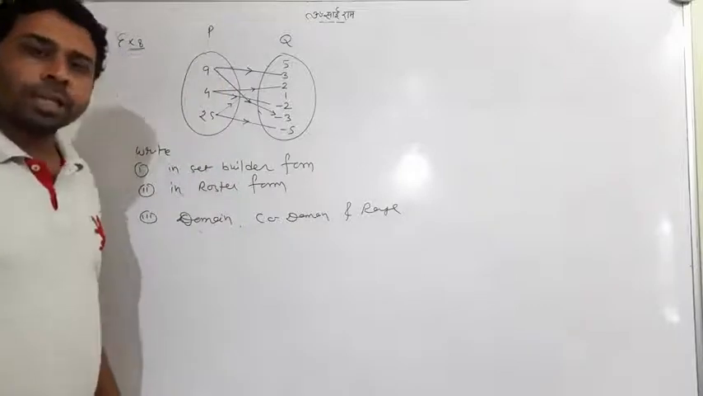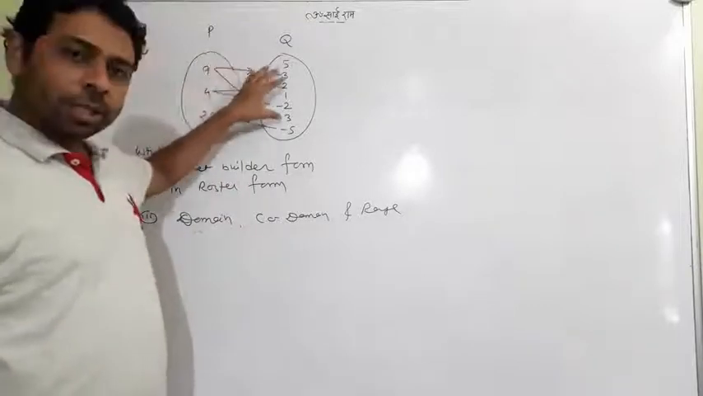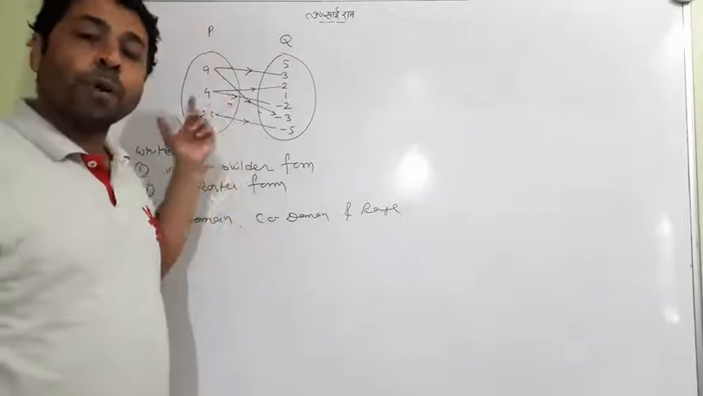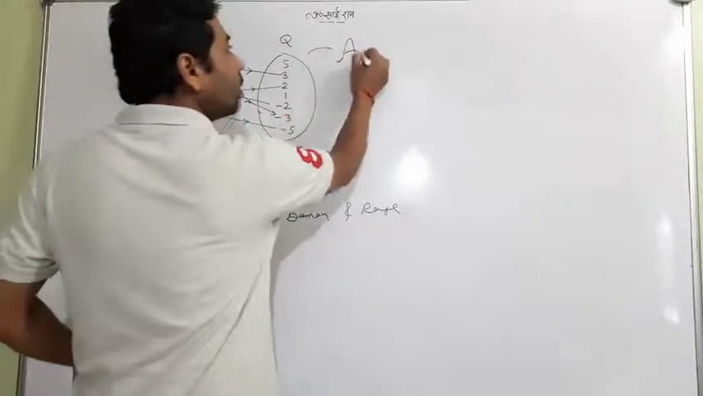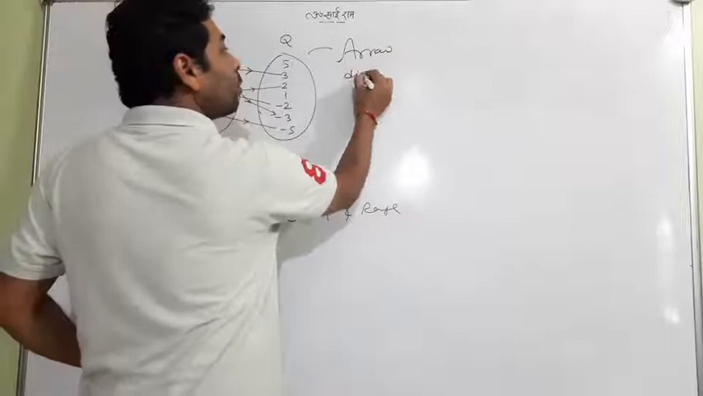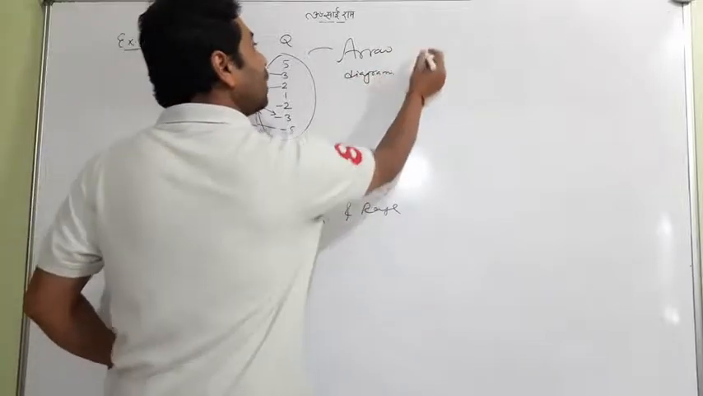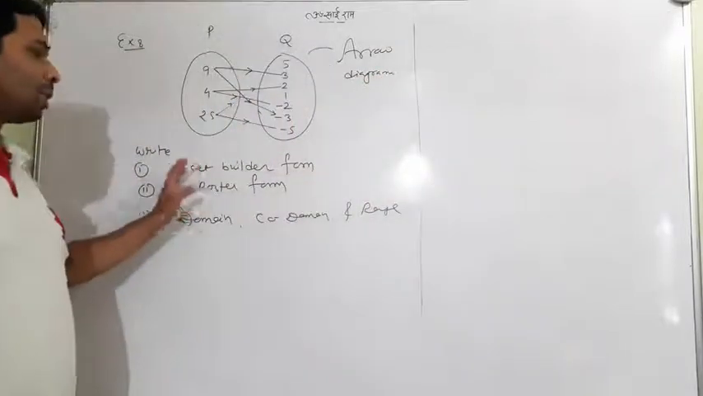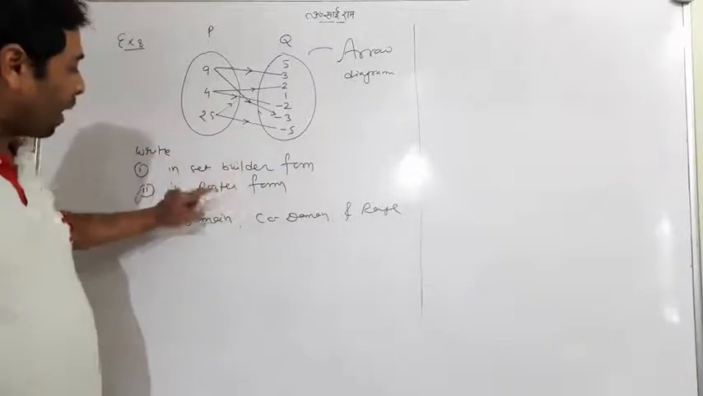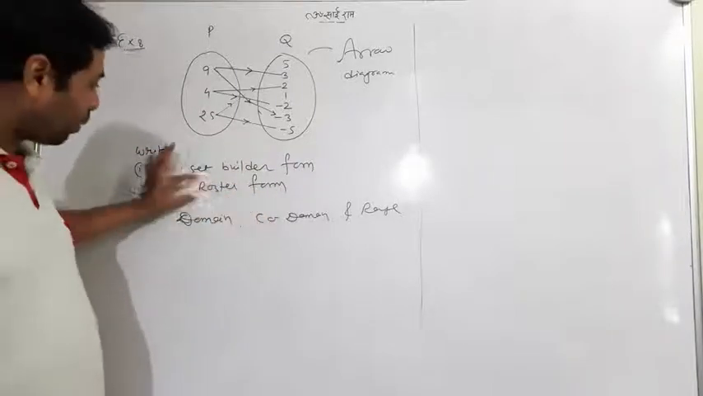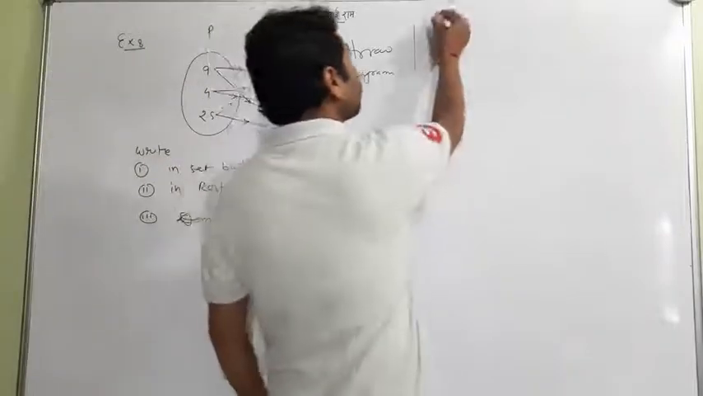So it is nothing hard. The picture given in front of you is actually an arrow diagram. It is none else than an arrow diagram of the relation, and by this one can simply understand all the answers. The first question says, find the set builder form, find the roster form. So I first prefer to find the roster form, which is very easy.